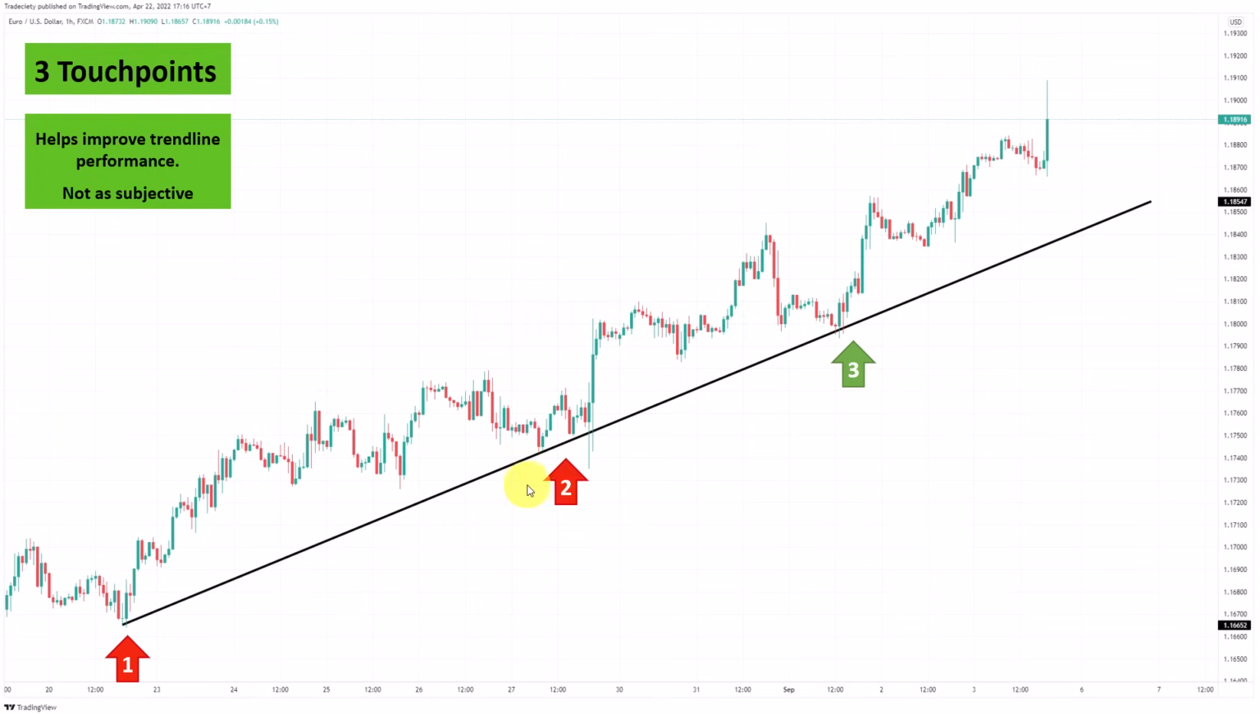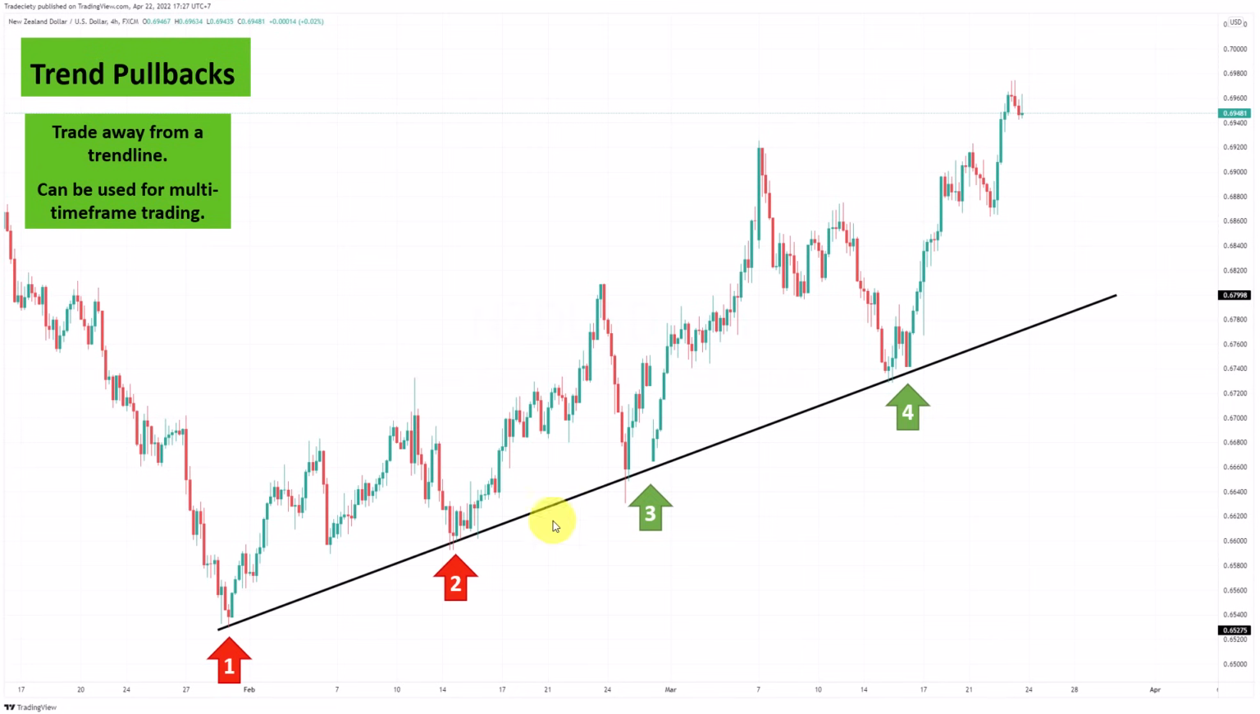2 is not enough. You can always connect any 2 random points using a diagonal trend line on your charts. Only if the third one lines up, you have a valid trend line. Another important point is that we always want to trade away from the trend line. So in an uptrend, we want to connect the swing lows. That's really important. In an uptrend, you want to go long, and you want to go long at the optimal price, which is the lowest possible price.